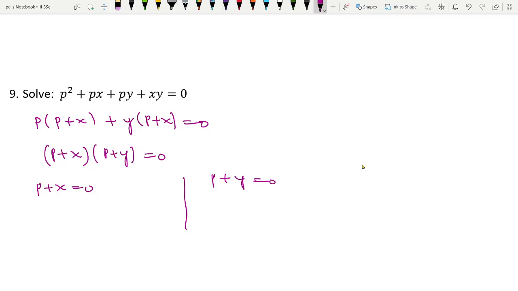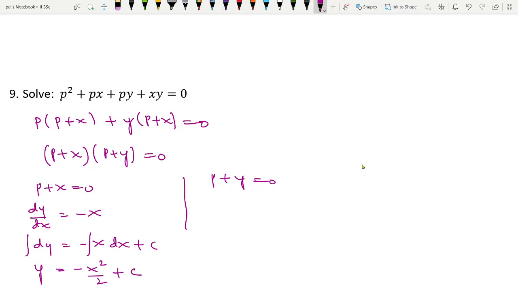What is p? p is dy by dx. So dy by dx is equal to minus x. Take this dx to the right hand side. So dy is equal to minus x into dx, and integrating this plus constant. So that is y is equal to minus integration of x, which is x square by 2, plus c.